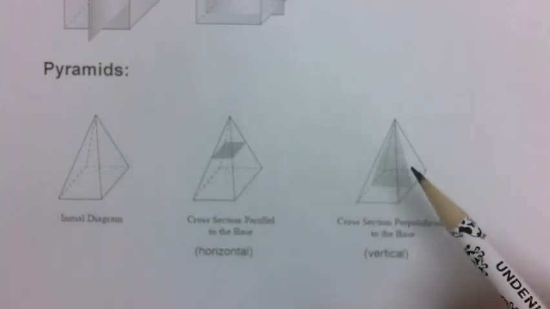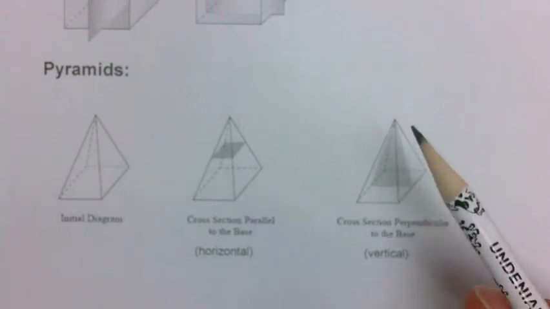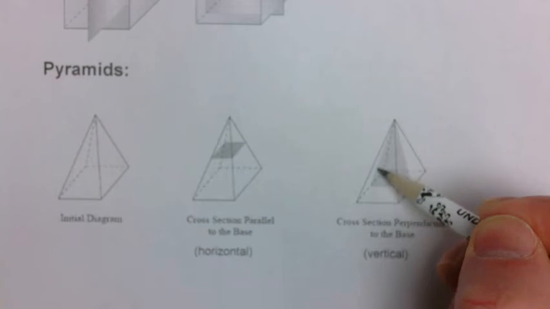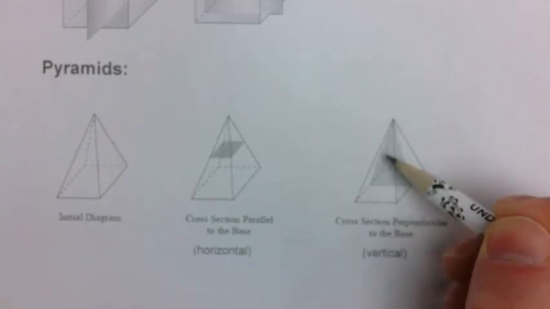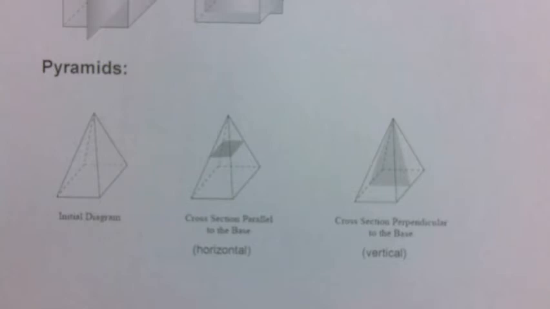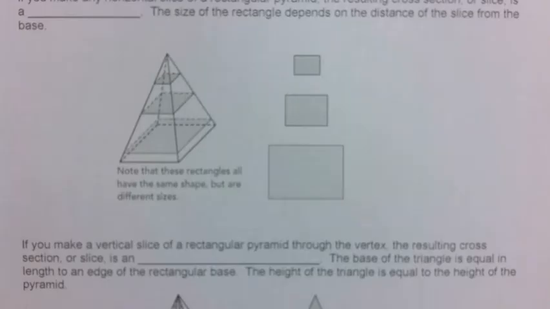If I slice perpendicular to the base through the apex, so again, I'm vertically going straight down through the apex to the base, notice this time that the cross section is going to be a triangle. Okay, so depending upon how you slice the pyramid, if you slice horizontally, you should get a rectangular slice because it's a rectangular pyramid. Or if you slice vertically through the apex, you're going to end up with a triangular cross section.